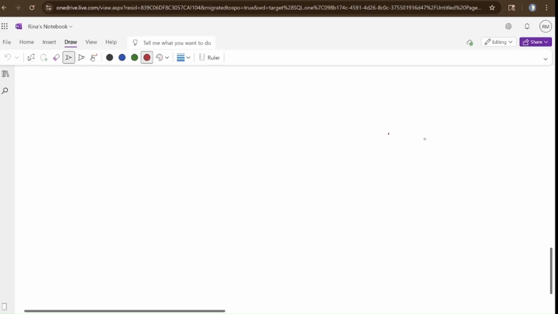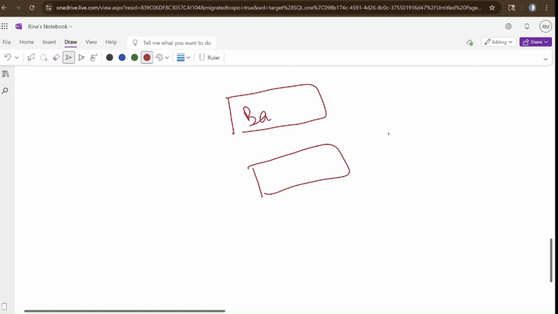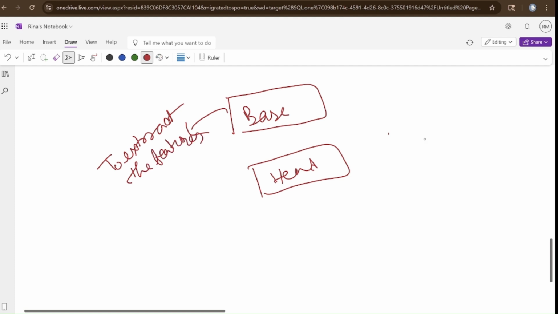We know that a convolutional classifier contains two parts. One is the base part, another one is the head part. What is the job of the base part? To extract the features from an image. And what is the job of the head part? To classify the image. Right?